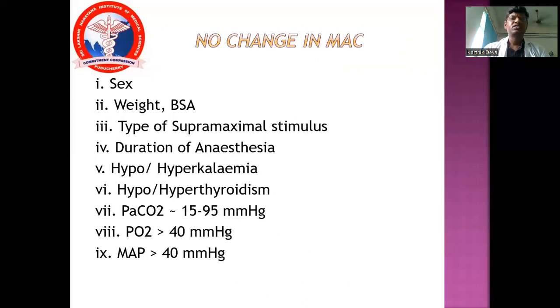Few factors do not cause any change in the MAC value: sex, weight of the patient, body surface area, type of supramaximal stimulus, duration of anesthesia, hypo or hyperkalemia, hypo or hyperthyroidism, PaCO2 when it is in the range of 15 to 95 mmHg, PaO2 when more than 40 mmHg, and MAP when more than 40 mmHg.